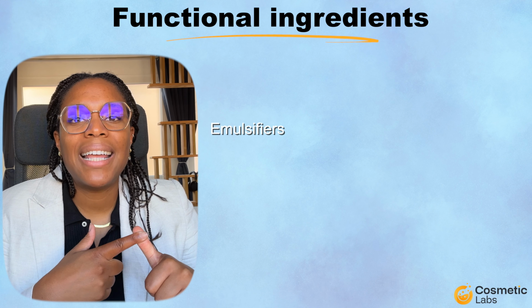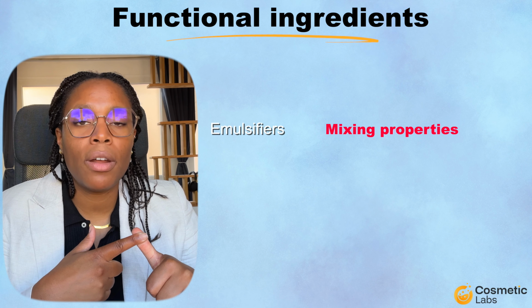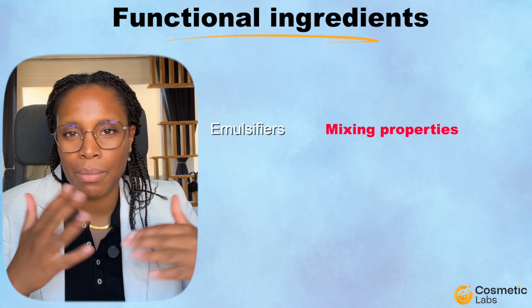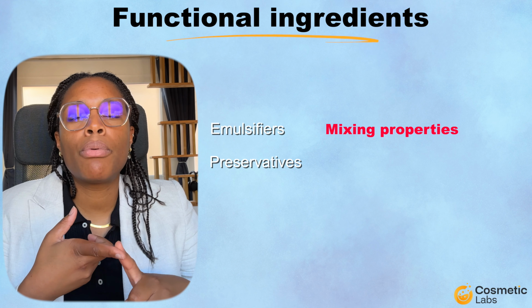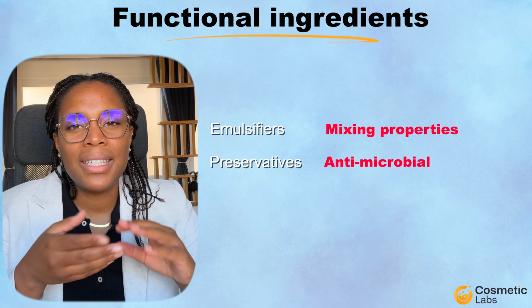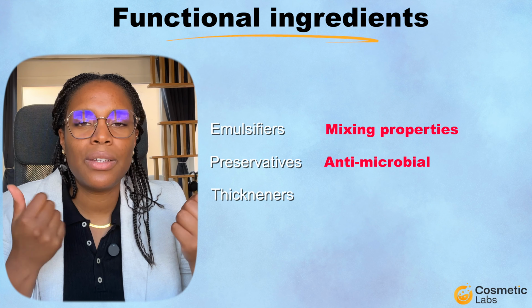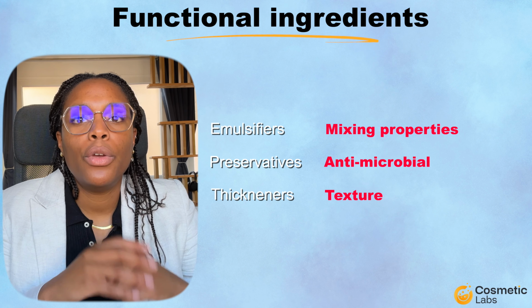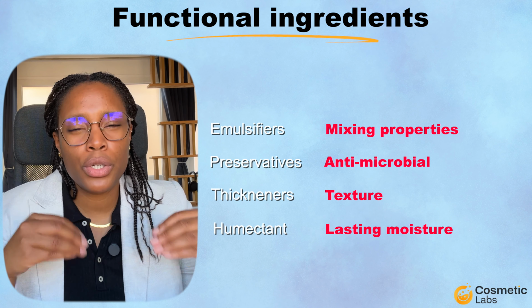Functional ingredients are ingredients that have a function, and they are also key ingredients of your formulation. They serve specific purposes that affect the stability and the performance of your product. A few examples of functional raw materials are emulsifiers that help mix oil and water-based ingredients and avoid separations, preservatives that keep your product safe from microbial growth, thickeners that help with the consistency and the texture of your product, and the last one, humectants that help to keep the moisture in the skin.